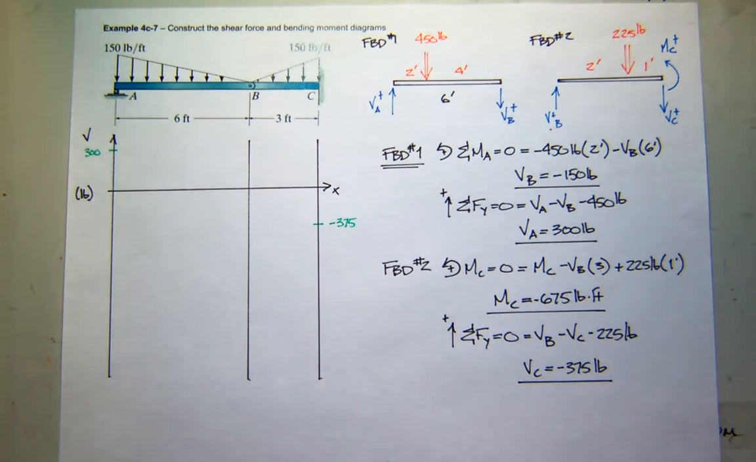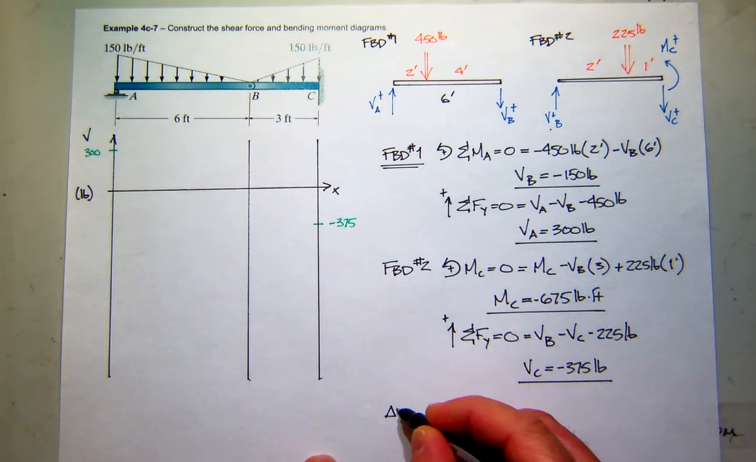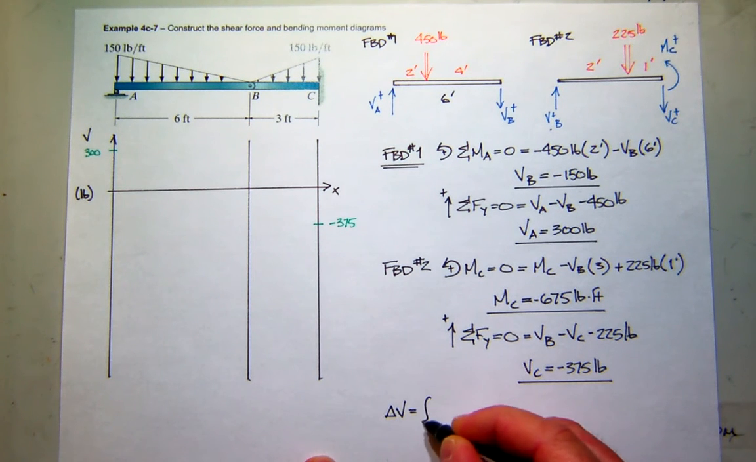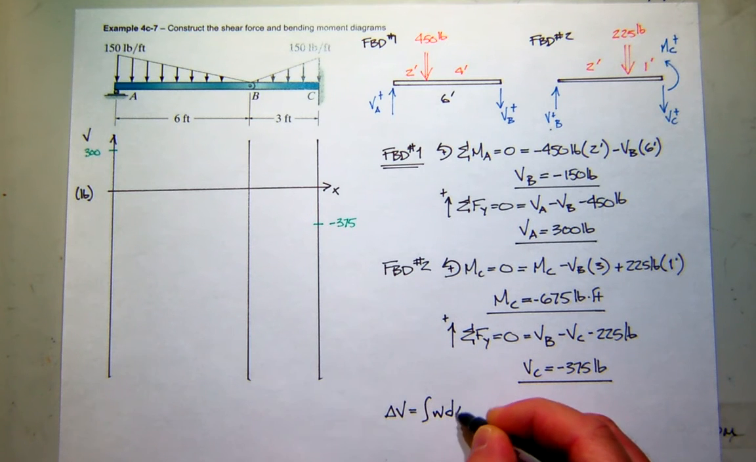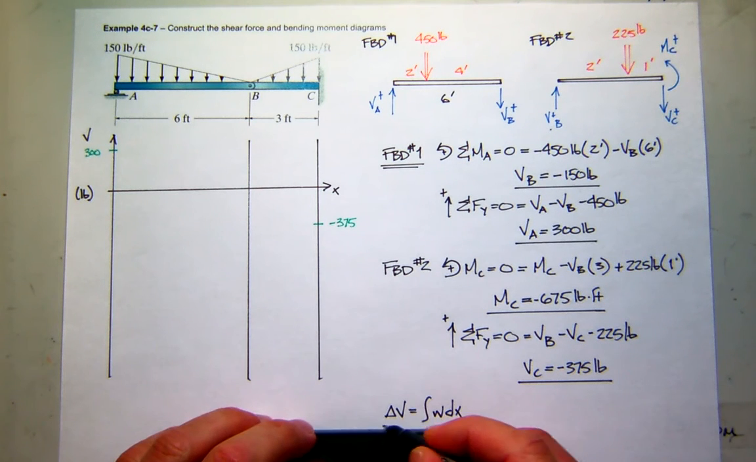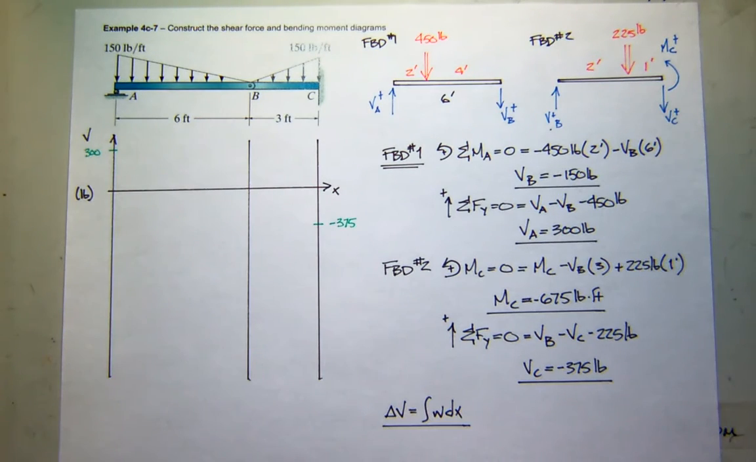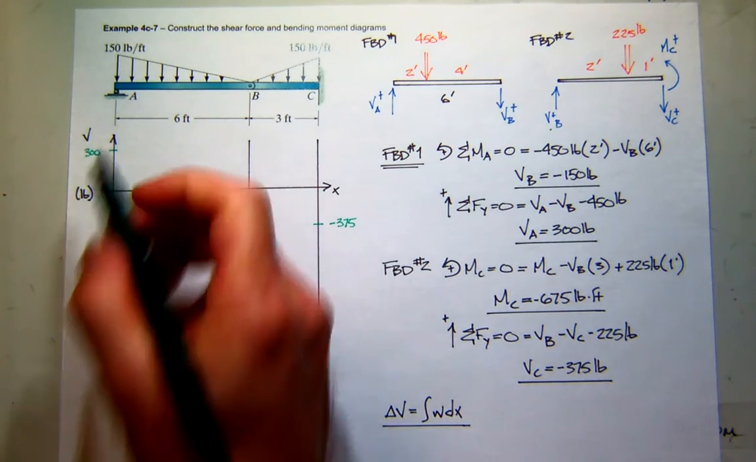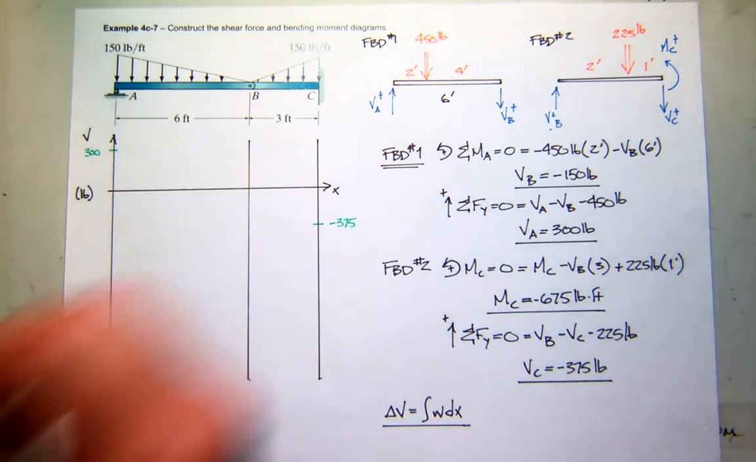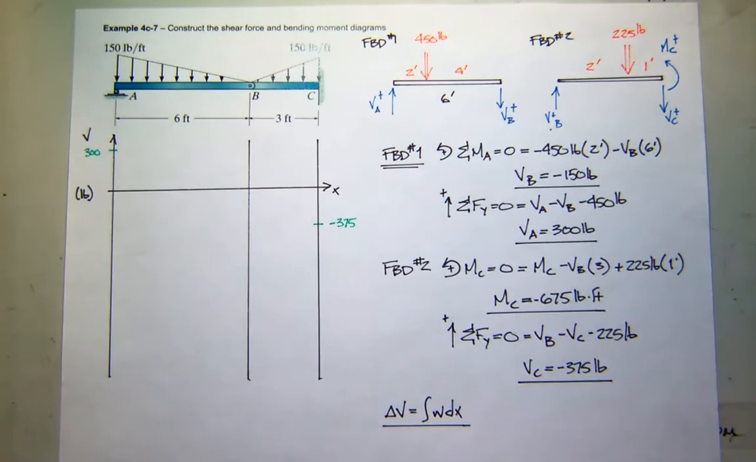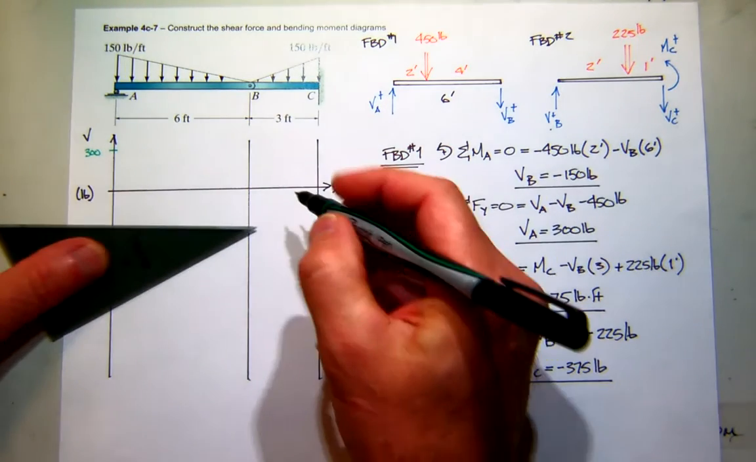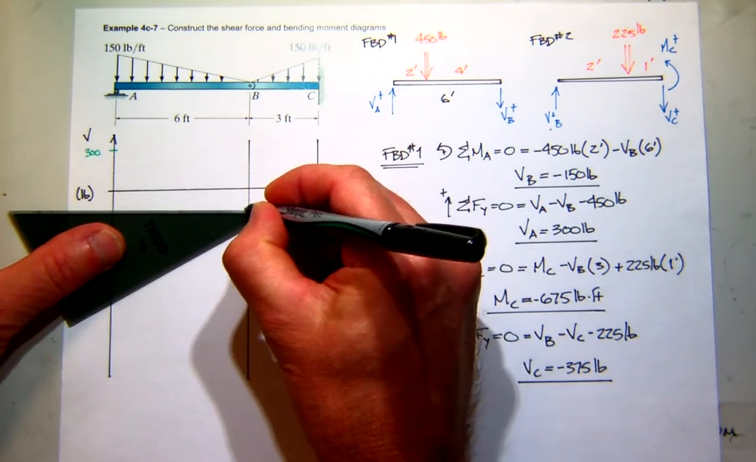So, using our relationships, the change in shear is the area under the load curve. What is the change in shear over the first 6 feet? What's the area in the load curve, right? So that's 450. So what's 300 minus 450? Negative 150.